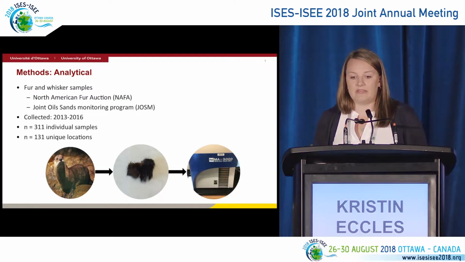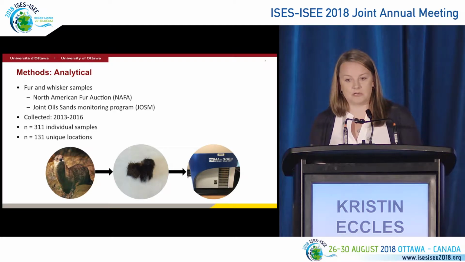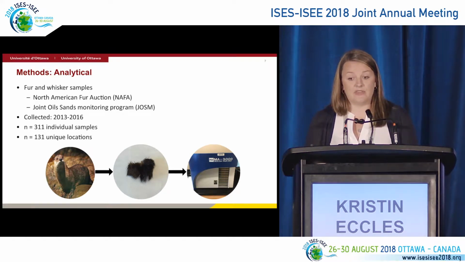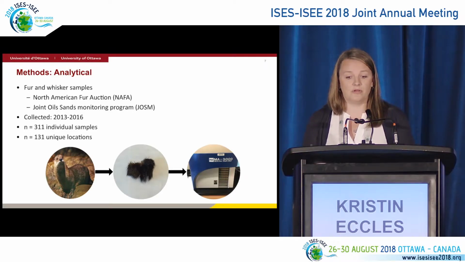So for our analytical methods, we collected fur and whisker samples from the North American Fur Auction, as well as the Joint Oil Sands Monitoring Program. These samples were collected between 2013 and 2016. In total, we have just over 300 samples measured for mercury, and these represent 131 unique geolocations.